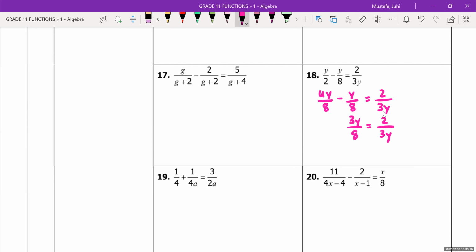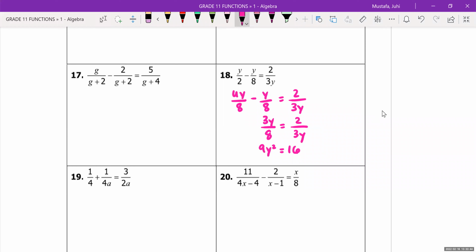I'm going to cross multiply, so we're going to get 9y squared is equal to 16. This is interesting because we don't have just a y by itself. We have a y squared. But if I move the 16 over, what kind of question does that give us? Sarah?